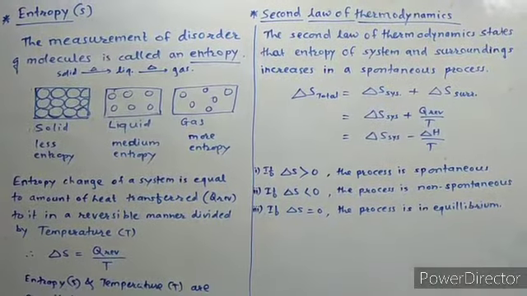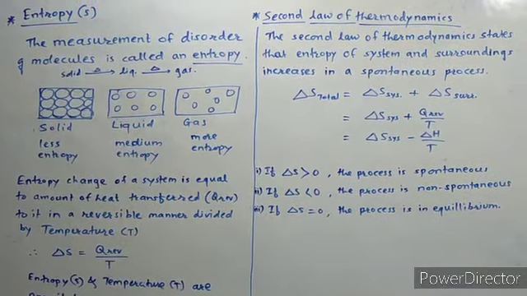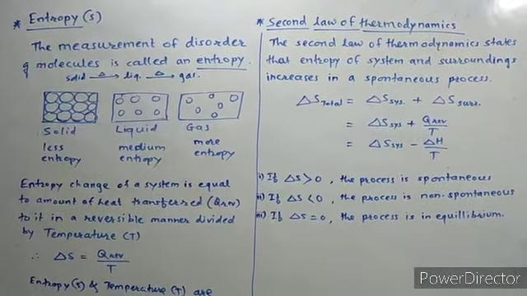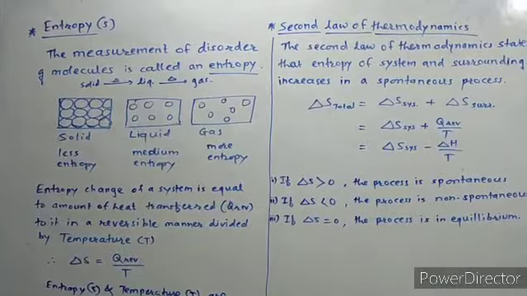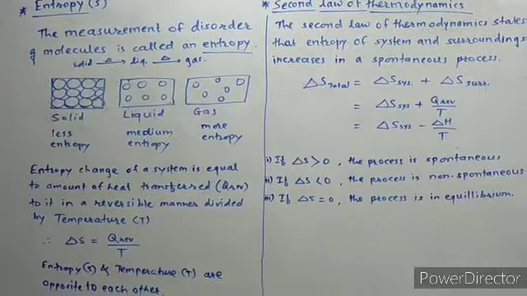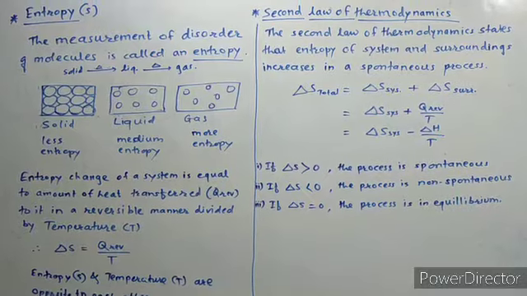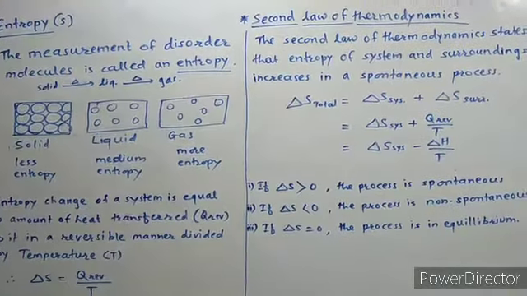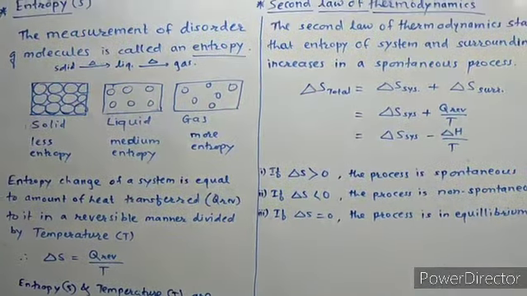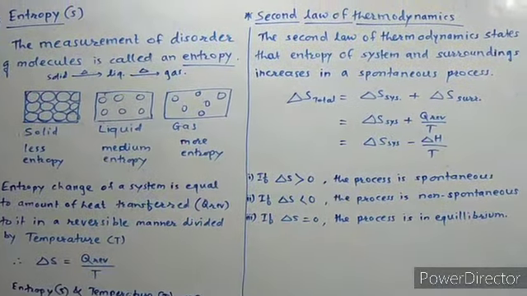So entropy change of the system is equal to the amount of heat transferred to it in a reversible manner divided by temperature T in Kelvin. So delta S equals heat transfer during reversible process divided by temperature. From this equation we know that entropy and temperature are opposite to each other. As the temperature increases, entropy decreases, or vice versa. Now depending upon the entropy, the second law of thermodynamics is related with entropy.